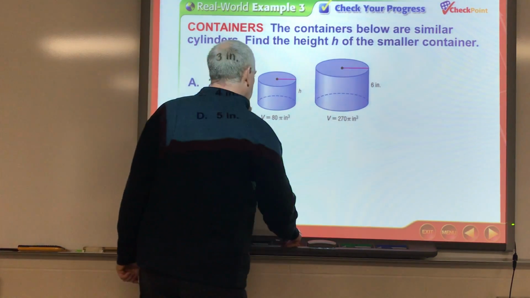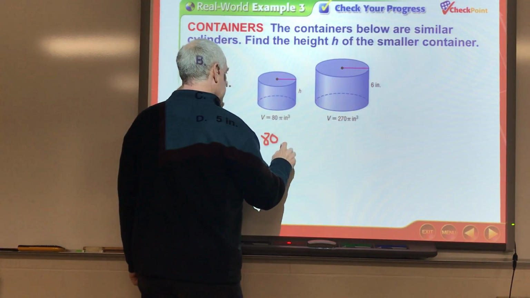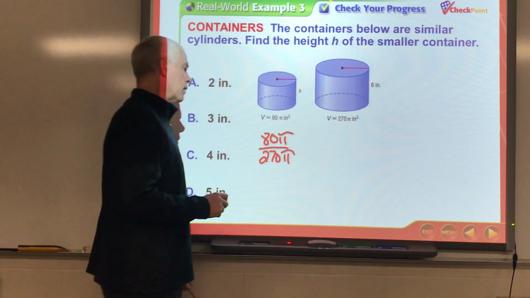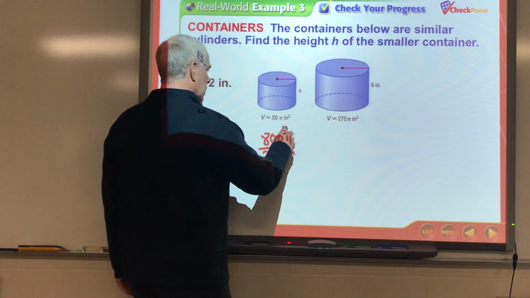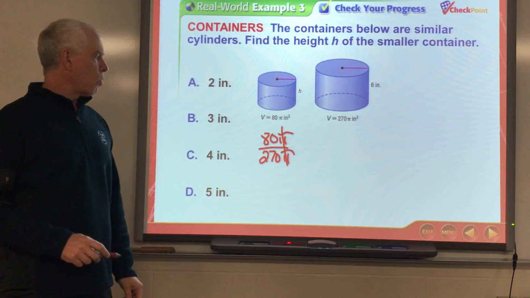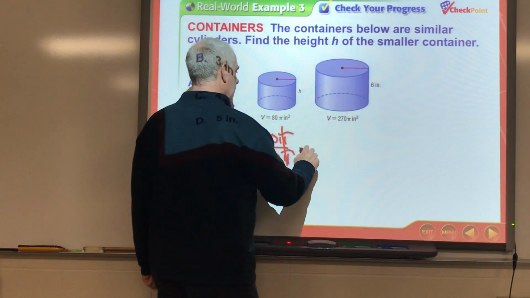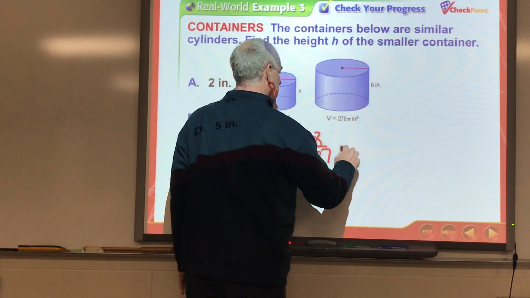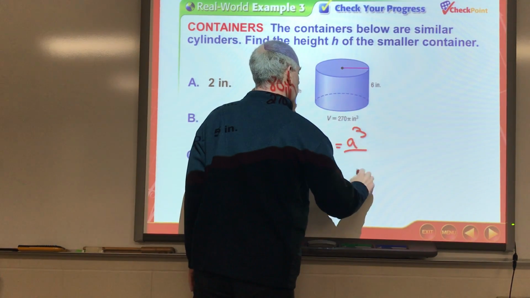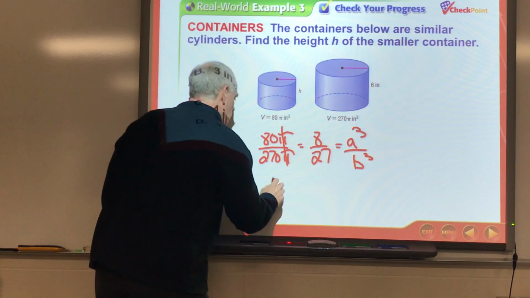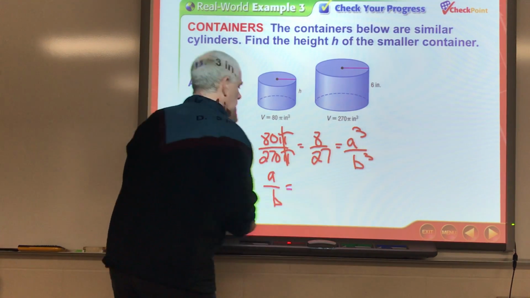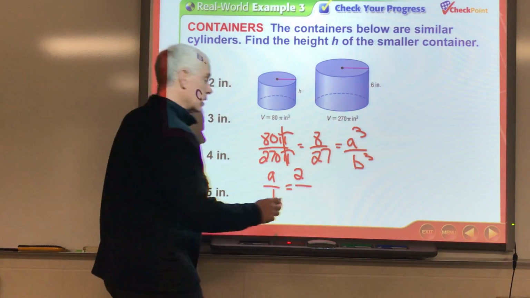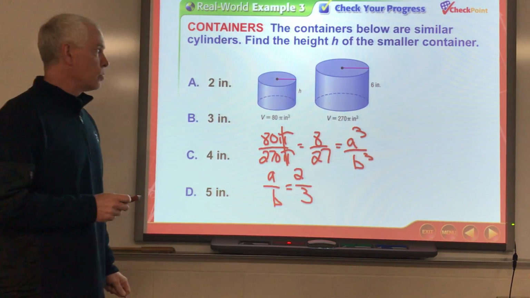Okay, so the ratio of the volumes is 80 pi over 270 pi. We know the pi's cancel right off the bat. And again, this is A cubed over B cubed. I can simplify this a bit. Let's divide everything by 10, and I get 8 over 27. Again, this is A cubed over B cubed. So then what's A over B? Okay, well the cube root of 8 is 2, and the cube root of 27 is 3. So your scale factor is 2/3.